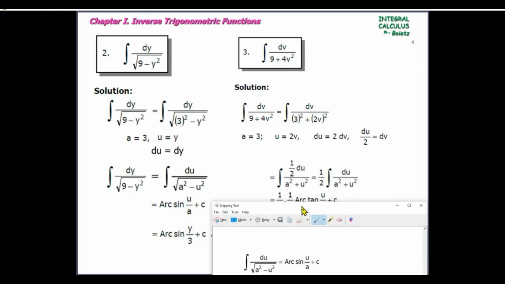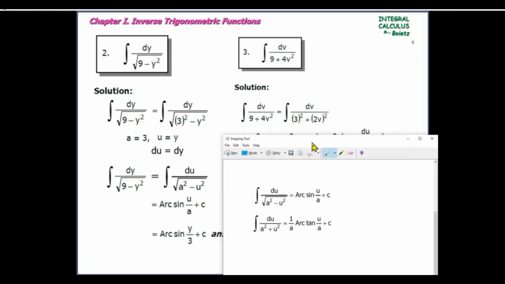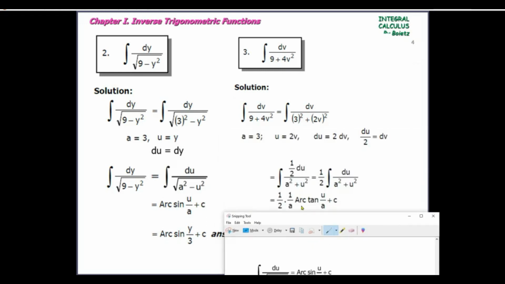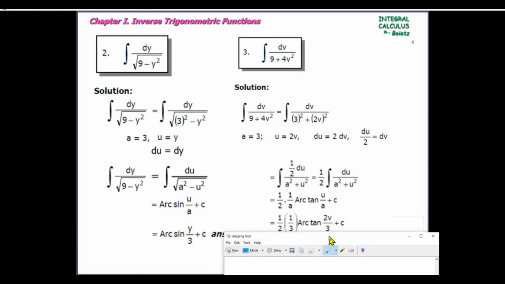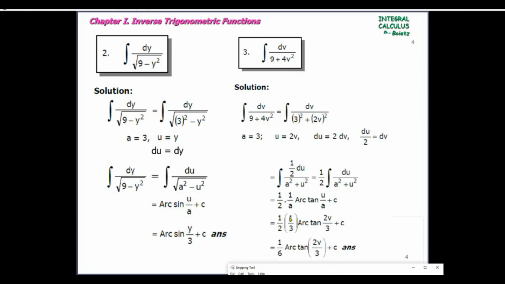Then we substitute. Then db is equal to du over 2. Then this becomes a squared plus u squared. So take out the constant. Then the integral of du over a squared plus u squared, based on our formula, is 1 over a arc tan of u over a. So 1/2 times 1 over a arc tan of u over a plus c. Then substitute a equals 3 and u equals 2b. The final answer is 1/2 times 1/3, which is 1 over 6, arc tan of 2b over 3 plus c.